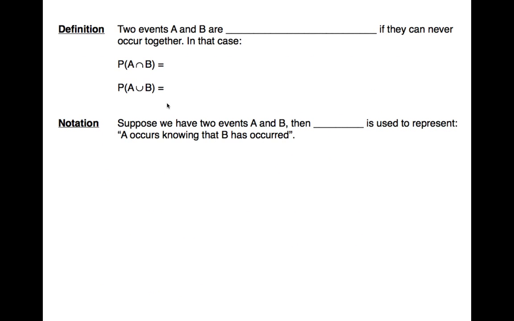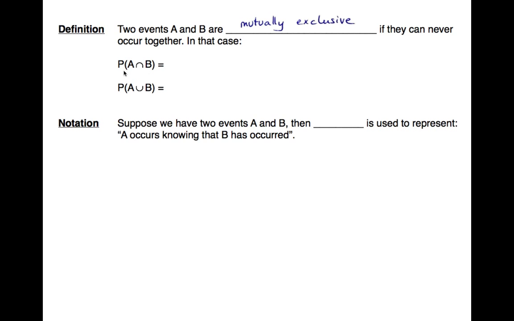Now we'll go with a definition. Two events A and B are mutually exclusive if they can never occur together. What it means is, in a Venn diagram, you would have two circles, A and B, which have no intersection. They're completely separate. For example, to be a senior and to be a junior. There's no way you can be both, so they would be separate.